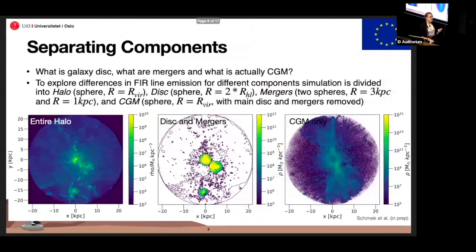To distinguish where the emission I'm modeling comes from, I'm separating the galaxy into different components of the entire halo, which is just everything out to the virial radius, then the main disk and the merger components, and then removing the main disk and the mergers, we have the pure CGM, which you can quite nicely see here.